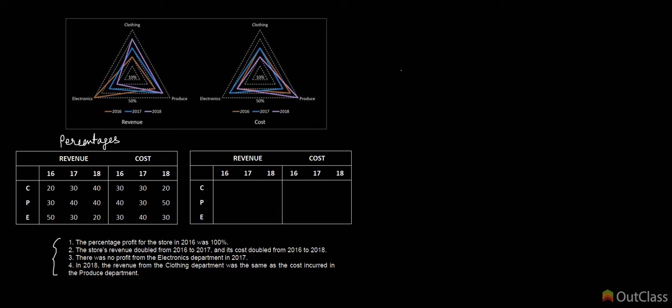So the first thing that's given to us is percentage profit for 2016 was 100%, which means revenue of 2016 was basically double of the cost of 2016. And we're going to find out the actual values, or at least the ratios between the actual values.